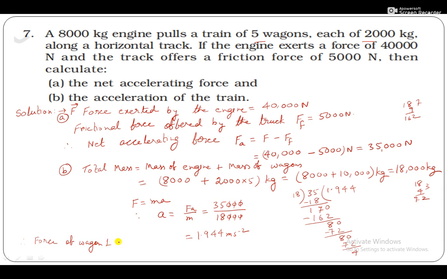The force of wagon 1 on wagon 2 will be m into a. The mass is 8,000, into 1.944, and that comes to 15,552 Newton. Though it is not needed in the question, we solved it. So the force of wagon 1 on wagon 2 is m into a, that is 8,000 and this acceleration, which is 15,552 Newton. Thank you everybody for watching this video.